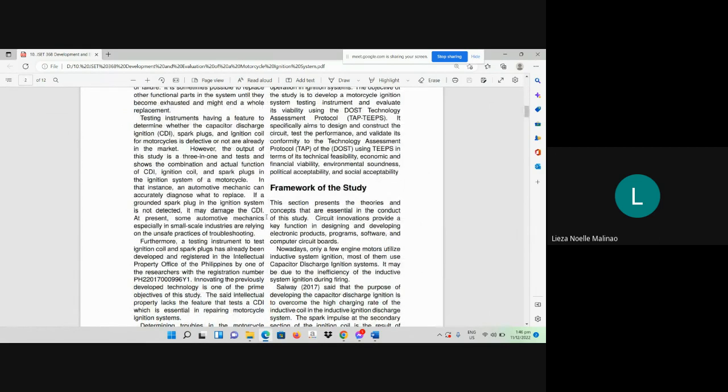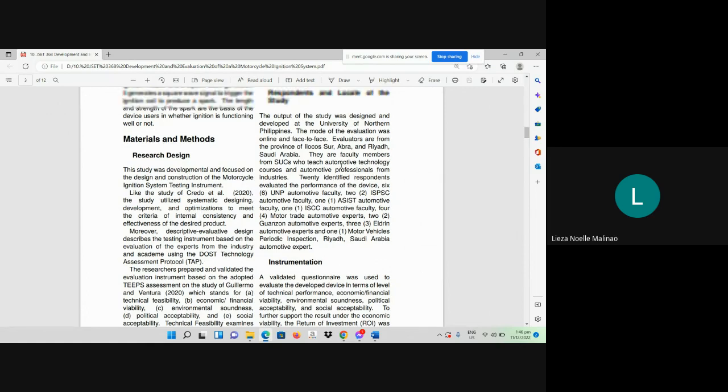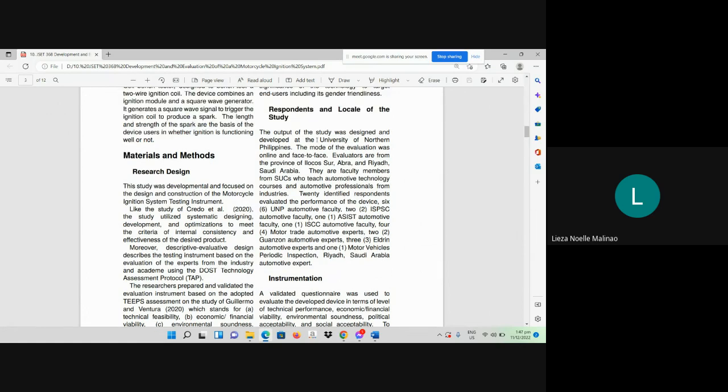We'll check the methodology. How many did they tap to serve? Okay, here it is. Okay, they tapped 20 people. Okay, it's here. This is the exact sentence here. 20 identified respondents evaluated the performance of the device.